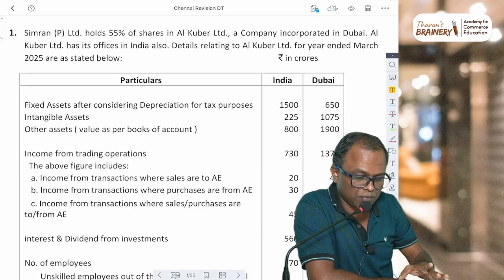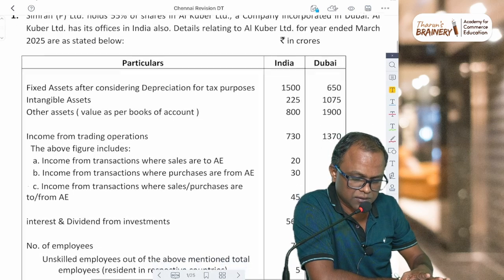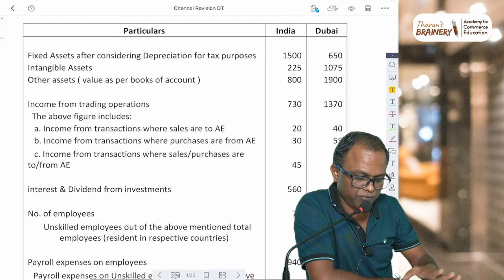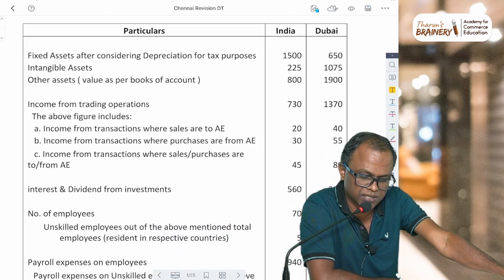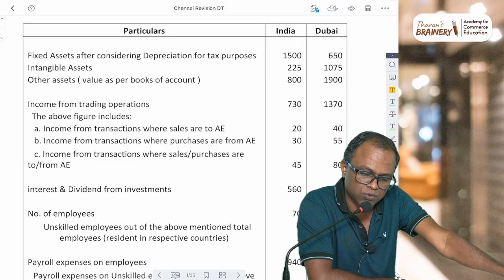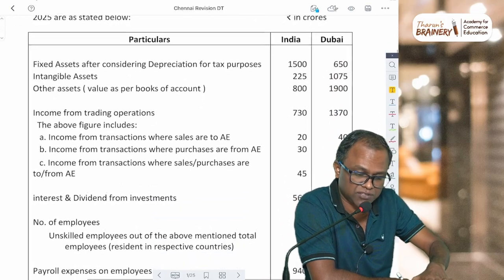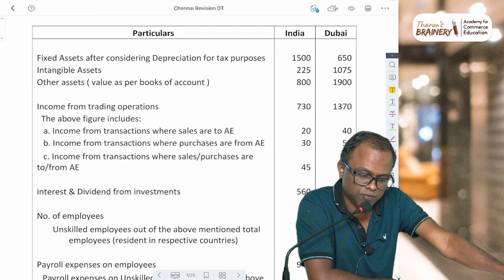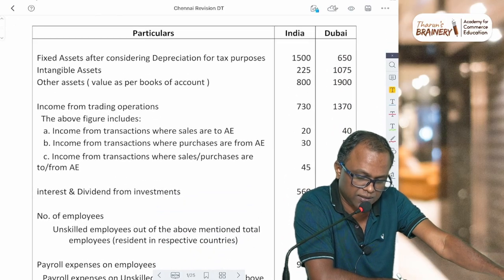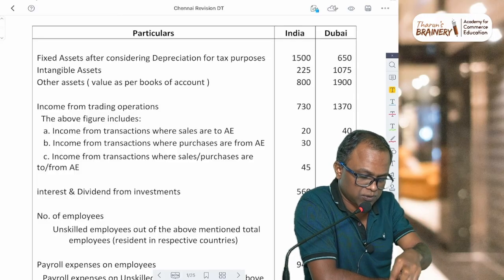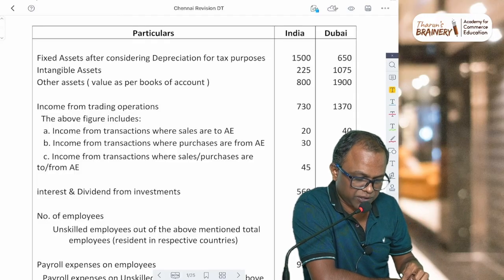So details of Al Kubar for the year ended 24-25 in crore, right? Fixed assets after considering depreciation for tax purpose, 1,500, 650. For the Indian company, in India, they have 1,500 and in Dubai, they have 650. Other assets, value as per books of account, 800, 1,900. Intangible assets is also there, 225, 1,075.